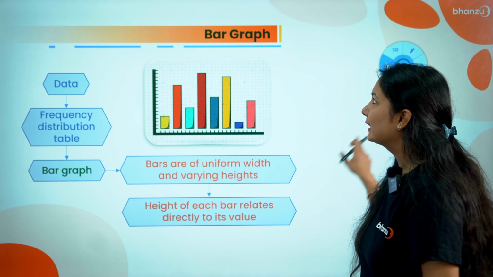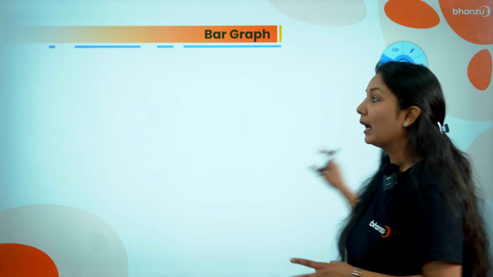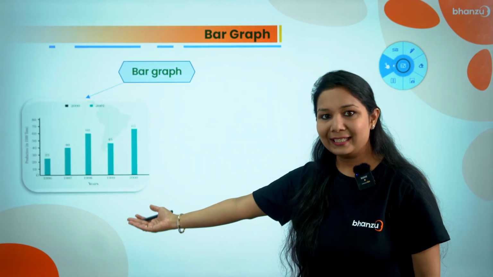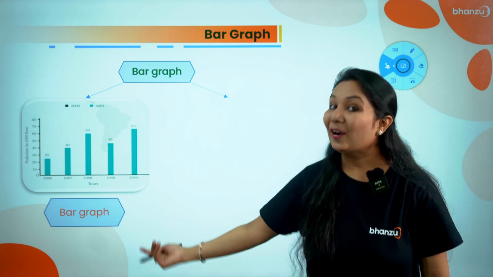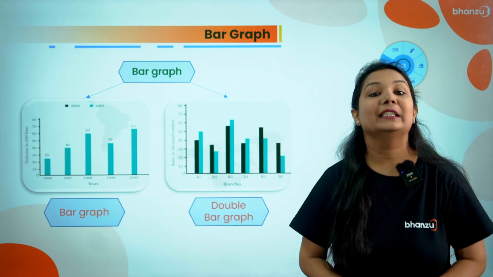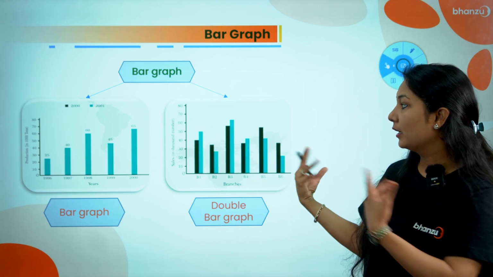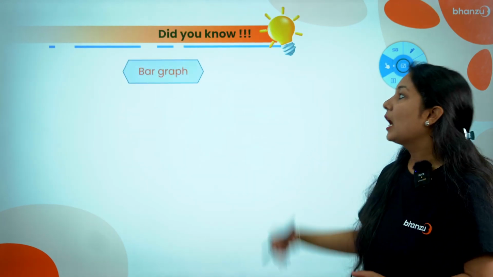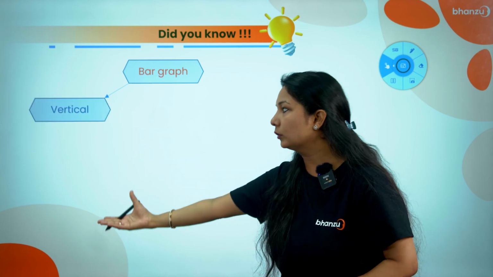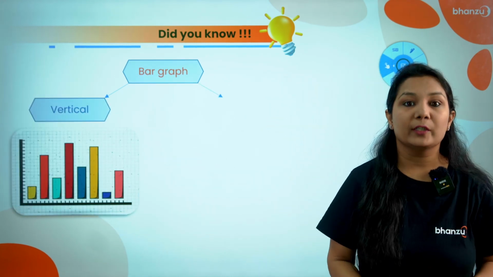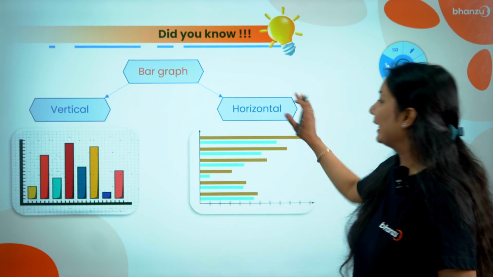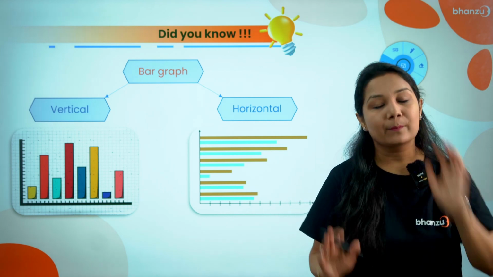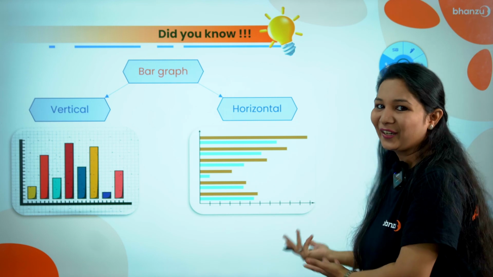So let's move ahead and see the different types of bar graph you can have. We are going to talk about a bar graph, and also we are going to learn how to draw a double bar graph. These are the two different types of bar graphs you are going to learn today. Let's move ahead and see the two other types. We can also have a vertical bar graph. Till now, whatever graphs you have seen were vertically drawn. Another one is the horizontal bar graph. Everybody is clear with the different types of graphs, vertical bar graph and horizontal bar graph?